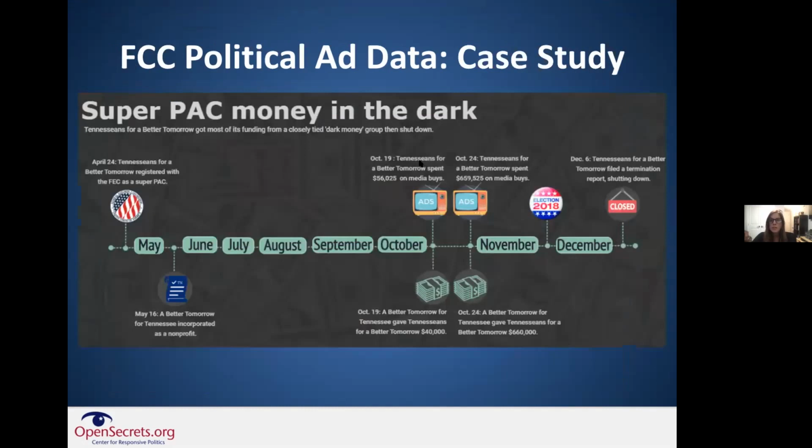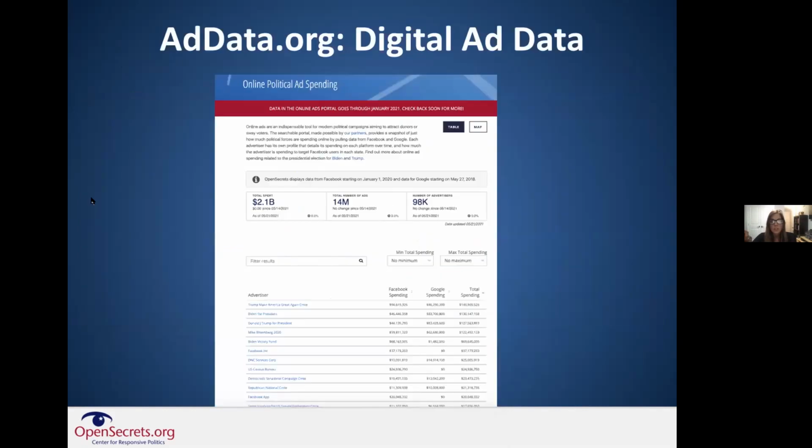We were also able to see in one case the exact dates that spending would take place. There was a super PAC called Tennesseans for a Better Tomorrow that got all of its money from a dark money group called A Better Tomorrow for Tennessee. Both of the groups were created shortly before the election. And because of FCC filings, we were able to see that the dark money group gave the super PAC almost the exact amount of money that they made a media buy with on the exact day they made that media buy. And so you can really get very specific with some of the information. And in this case, not just see that they gave the money and then they made the media buy, but see how suspect the timing was in those cases. And both of those groups shut down right after the election.